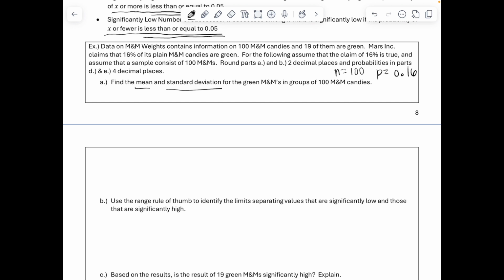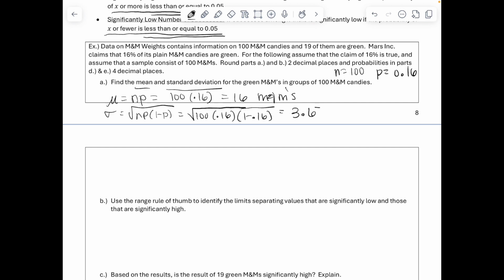So to calculate our mean, from the previous page we have n times p, and our standard deviation is the square root of n times p times 1 minus p. So substituting in n and p that we have, we can calculate these. So 100 times 0.16 is 16, and this is M&Ms. And then to calculate our standard deviation, we have the square root of n times p times 1 minus p. And when you calculate this, it does want us to round 2 decimal places. We get 3.67 M&Ms.